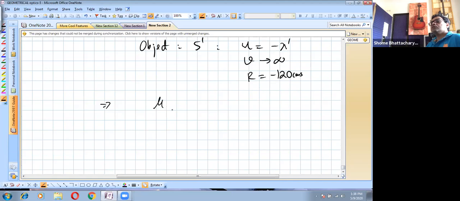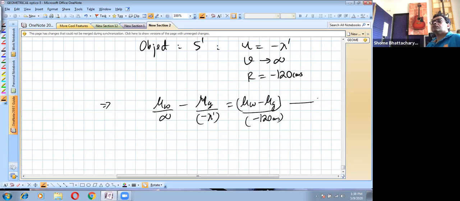So we have refractive index of water by v minus refractive index of glass by u is equal to refractive index of water minus refractive index of glass divided by minus 120 centimeters. So this becomes my second formula.